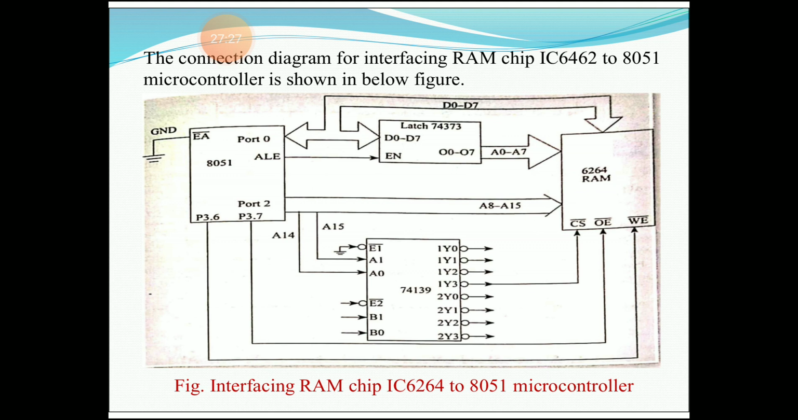IC 6264. And P3.6 and P3.7, these two signals carry the control signals to perform either read or write operation on the memory. So P3.6 carries the write signal which enables the write enable pin of the IC, and P3.7 carries the read signal RD bar which enables the output enable pin of the IC. To perform this operation, the microcontroller pin EA bar is connected to ground, so as to access the external data memory. So this is the interfacing of IC 6264 with the microcontroller.